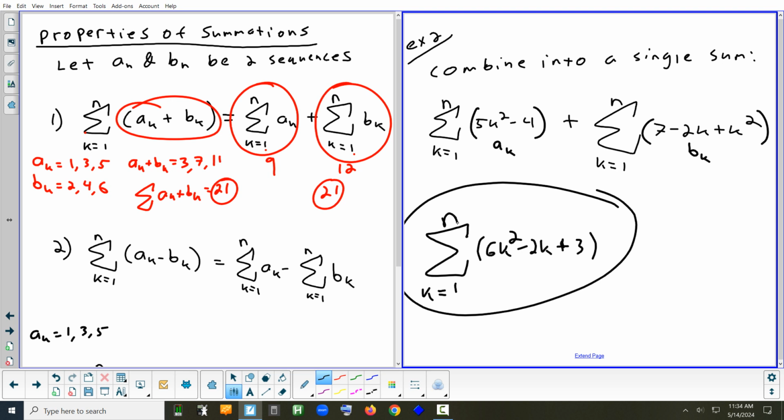Any question on how we combine those together? Now again, it still is not fast to do this. If I want you to add up the first 100 terms in this pattern, which is a quadratic pattern, it's still going to take you a long time. Unless you know how to do it, then it won't.